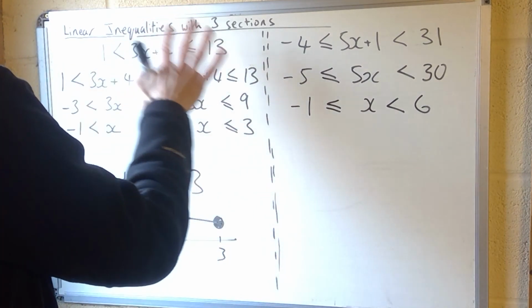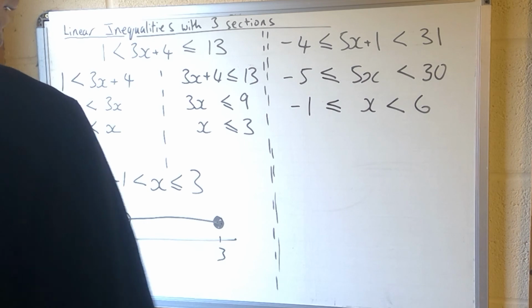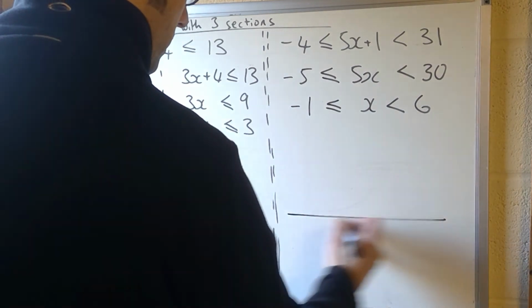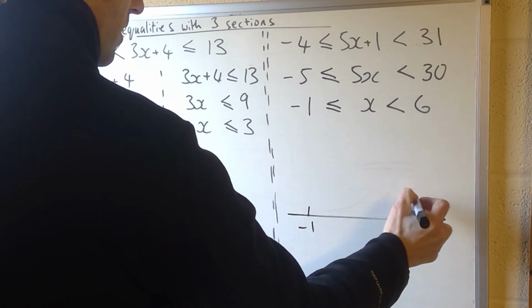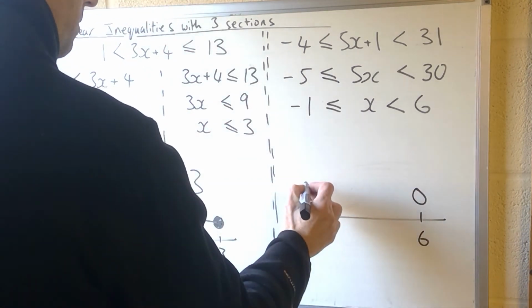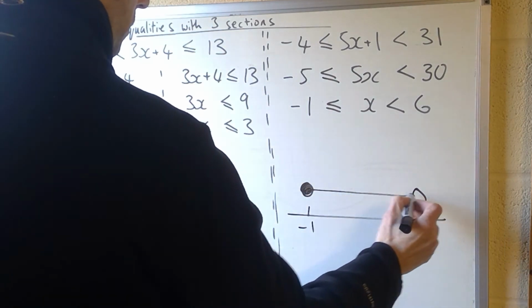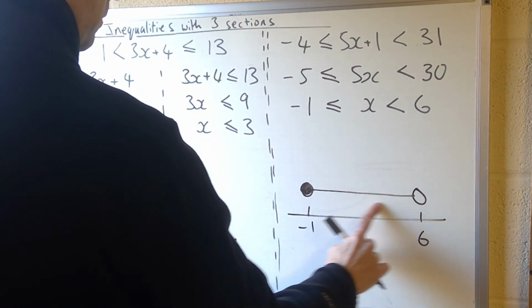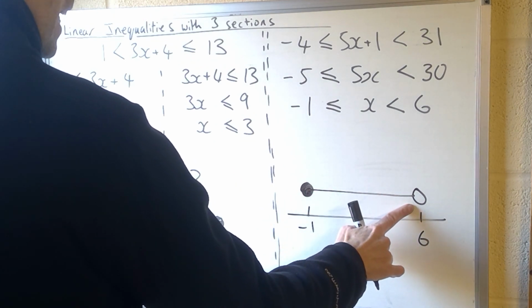It's actually quicker than breaking it up into two, and I think most people will end up doing it this way. I can once again show that on a number line, mark on where negative 1 would be and where 6 is. This is an empty circle this time, and this one is a shaded circle. And I've joined them up with a line, and that shows all the possible values of x greater than or equal to negative 1, but less than 6.